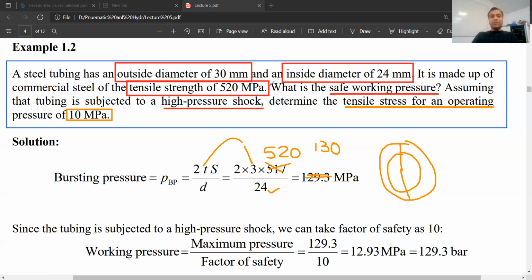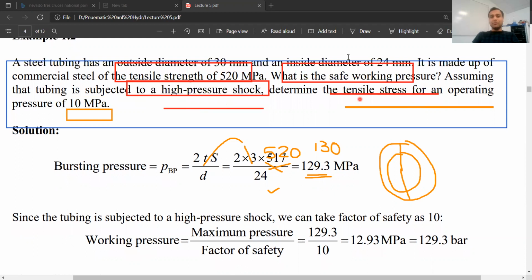Now, according to the question, it says it's a high pressure shock. High pressure shock conditions, we always use a factor of safety of 10. So we got like 130 megapascal, and you need to divide that by 10. And that will give you 13 megapascal. So working pressure is 13 megapascal. Let me just clear that bit.